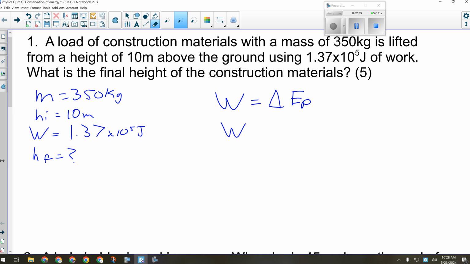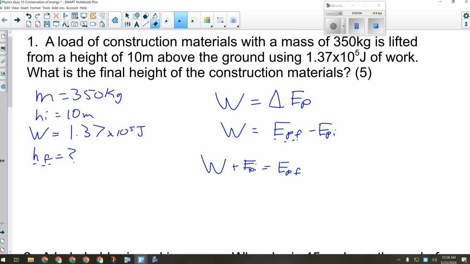All right, and this one I don't have to put FD over here because I was told the work, which makes it a little bit easier. But I still have to do this. EP final minus EP initial. I'm looking for final height, which is part of which term? EP final, right, part of this. So how do I get that by itself? Add EP initial over to the other side. Okay, so my change in energy plus my initial potential energy should equal my final potential energy.